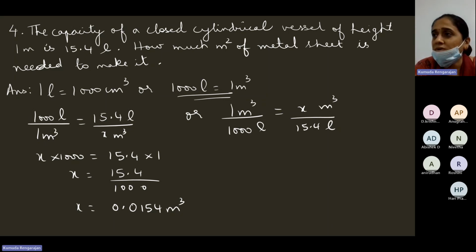What's the formula to find the volume? Pi r square h. Pi r square h is equal to 0.0154. H is known. So in the equation, pi r square h is equal to volume. You know volume. You know height. So you can find the radius. In that equation, there are three unknowns, right? So r, h, and volume. Of these three, we know two. Volume and height we know. So we can find radius. So find radius and then find the area of metal sheet needed. Do it.